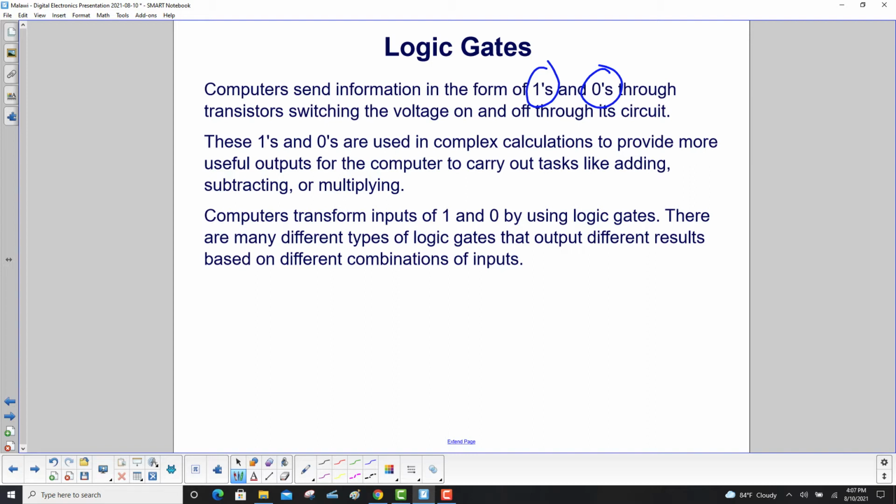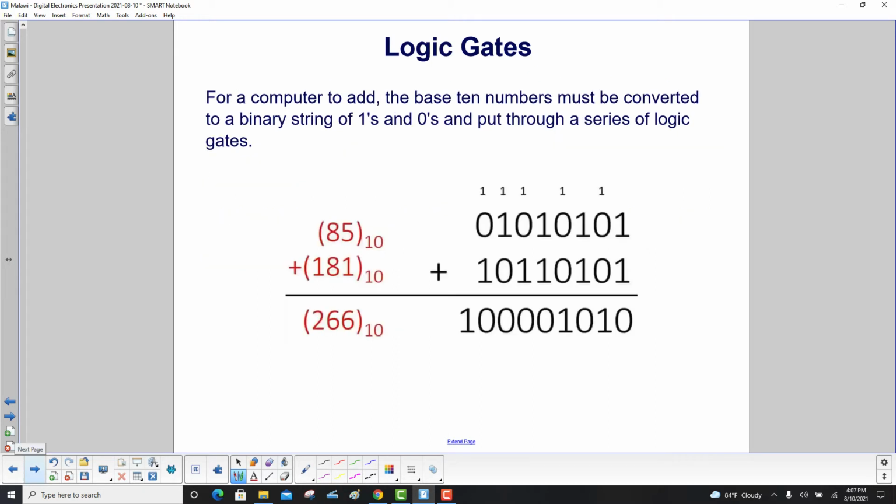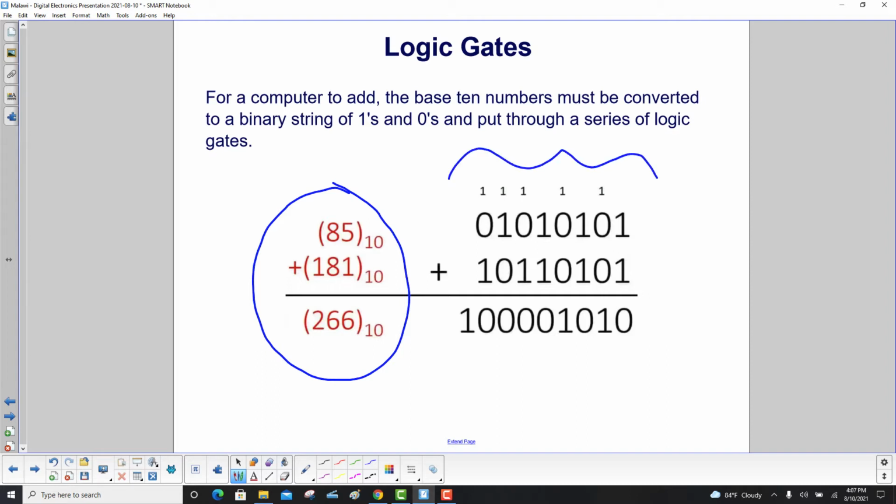There are many different types of logic gates that output different results based on different combinations of inputs. For a computer to add the base 10 numbers, these are the numbers we deal with in normal everyday life, they must be converted to a binary string of ones and zeros to put through a series of logic gates. So when you add 85 to 181, you get 266.